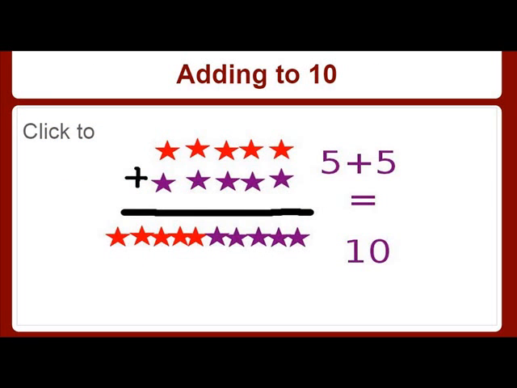Finally, we're going to find right here that we can do several things and add several numbers to get to 10. In this picture, it shows 5 plus 5 is equal to 10. If you take the 5 red stars and you add them to the 5 purple stars, it equals 10. We can do this with many numbers, such as 1 plus 9, or 2 plus 8, or 3 plus 7.